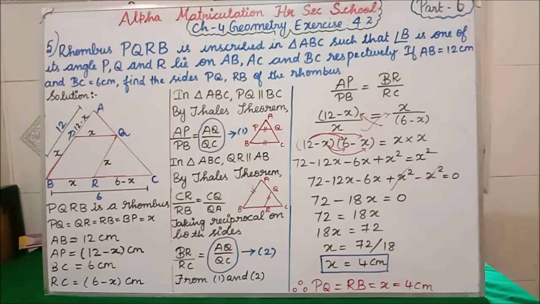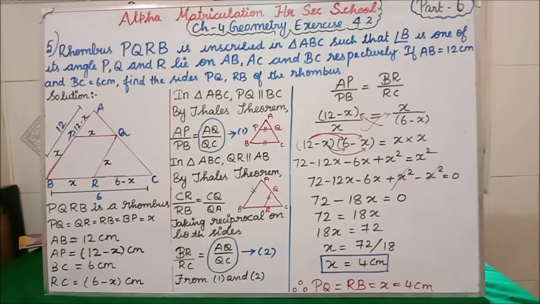The next step, this 18 will go this side. Then it will become positive. So I have written 18x equal to 72. From this, how will you find the x value? 72 divided by 18. In 18 table, 72 how many times? We are getting 4 times. So x value we have found is 4 centimeter.